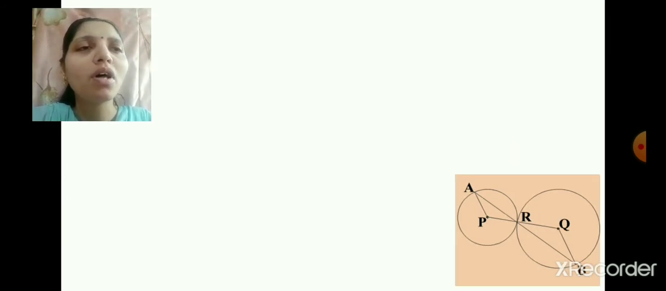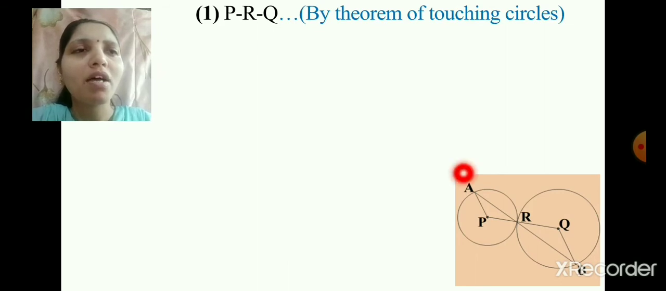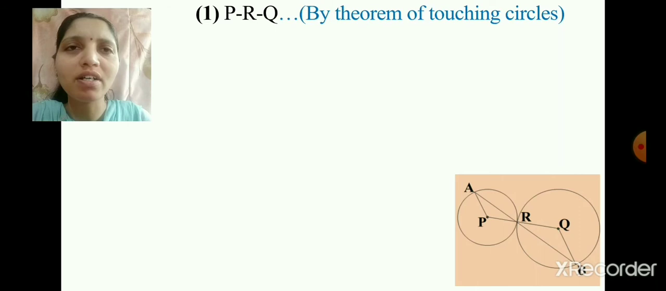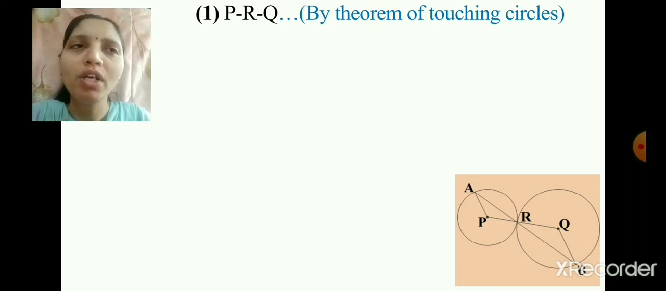So points P, R, Q are on the same line. Why are they collinear? By the theorem of touching circles, these two circles are touching externally and R is the common point, so they should be collinear. So that is the theorem of touching circles.